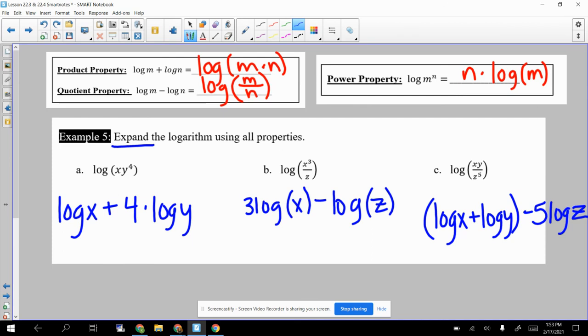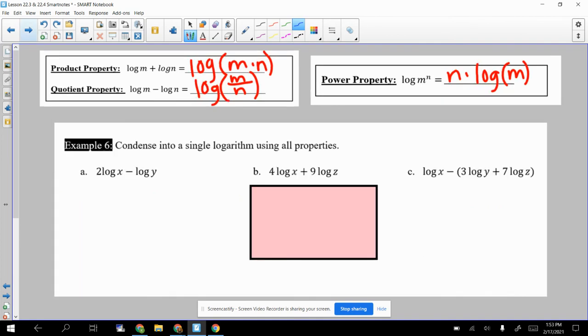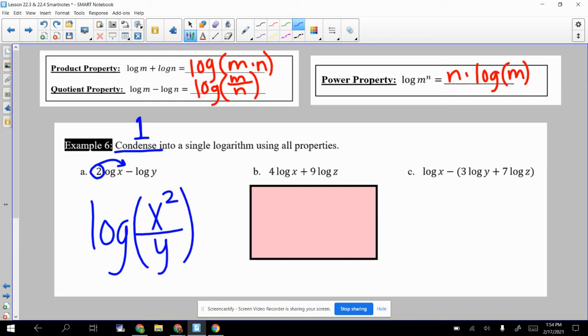Okay. All right, then the last thing we're going to take a look at is now the opposite of this, condensing using all 3 properties. Okay, so again, at the top are all 3 of them, product, quotient, and power property. And we are condensing. So again, that means into one single logarithm. Okay, so I'm going to write log so that I know just 1. Okay, and then this 2 has to go with the x, so that's going to become an x squared. And then there's subtraction and the y. So subtraction means division, so I would write that as x squared over y. So log of x squared over y. Okay.